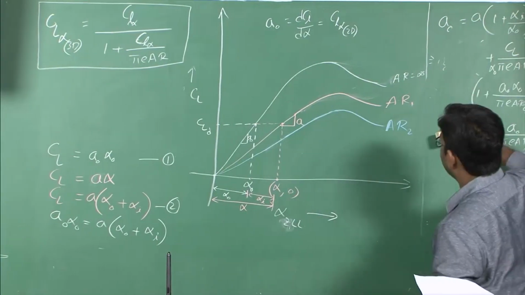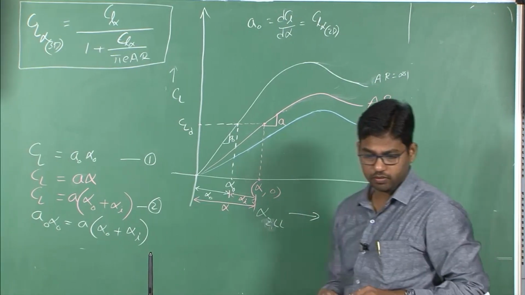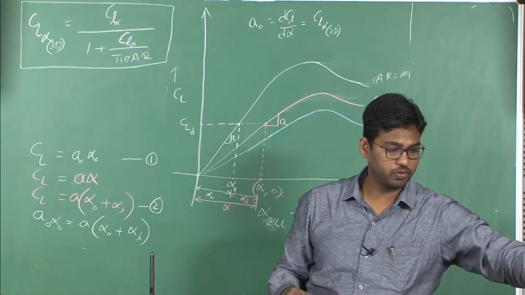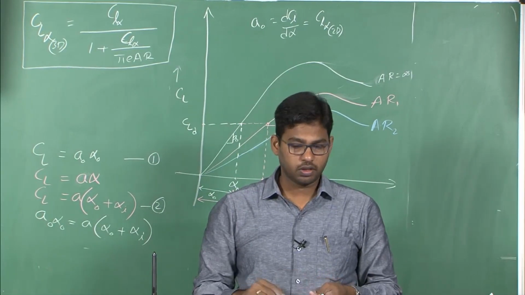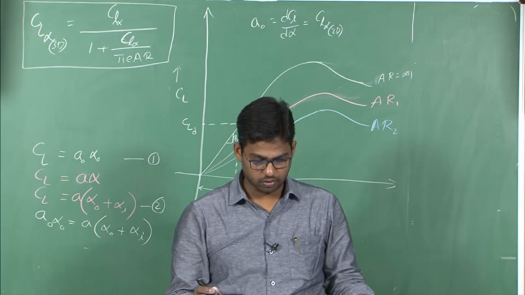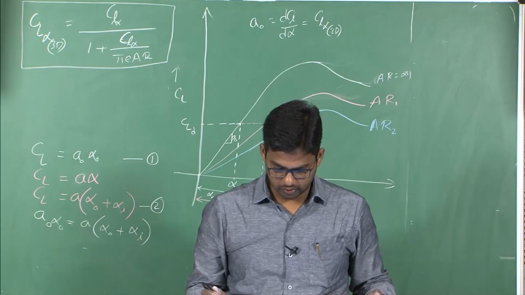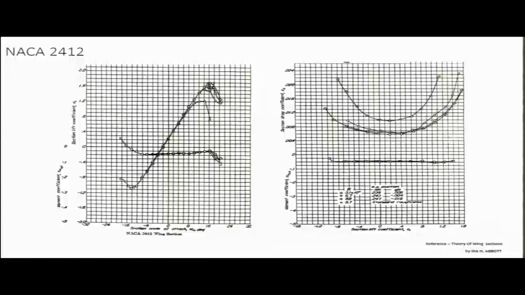Now let us look at some of these aerofoils and their lifting characteristics. So this data that we are going to present is obtained from the wind tunnel test. The reference that you can consider for this is Theory of Wing Sections by Abbott. The first aerofoil here, we also discussed during our earlier example. It's a NACA 2412 airfoil.